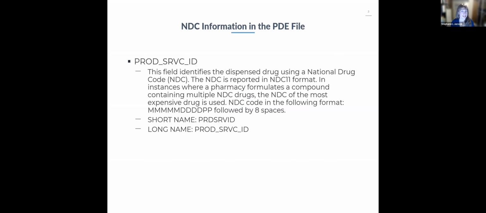So the NDC information in the PDE file is contained within the product service ID. Now, this is something that not everyone would understand or think of right away. When you're requesting PDE data, you have to request variable by variable. And the product service ID, in the beginning, people didn't necessarily know that that was the NDC code just because of its name. So just note that it is an NDC code, and we'll talk about the format that it's in.